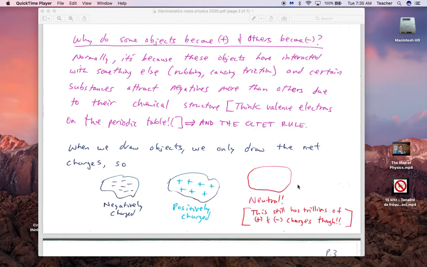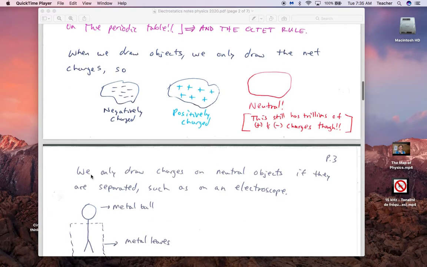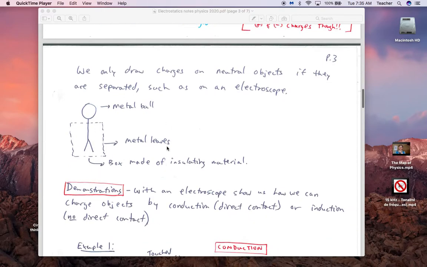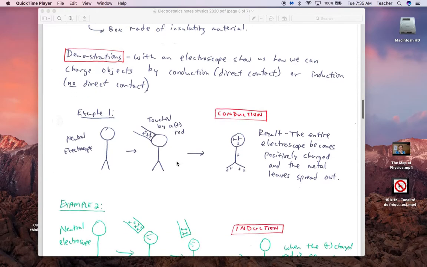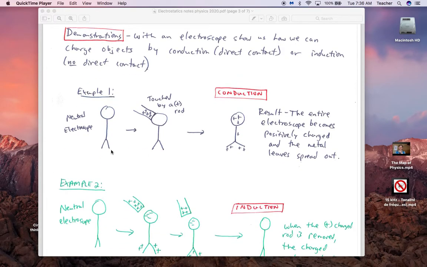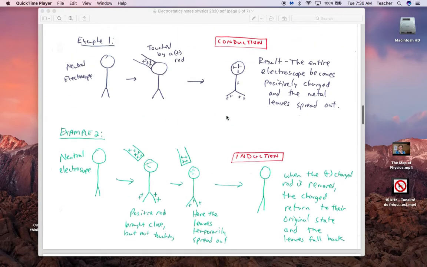Physics Classroom has a whole section on this called the triboelectric series, and we're not going to get into it that much. We did demonstrate things on Friday with the electroscope. So metal ball, metal leaves. The box was made of insulating material. And we showed some demonstrations here with these. So if you touch it directly, since that's metal, the charge is spread out as far as possible. The leaves went apart. For example 2, which we also did, and this is charging by conduction or direct contact.